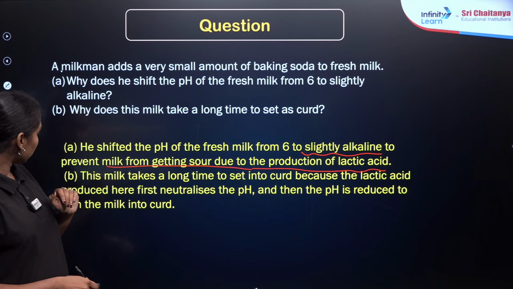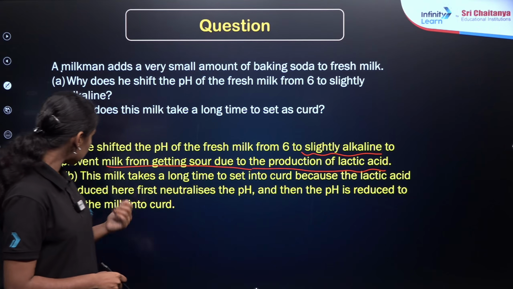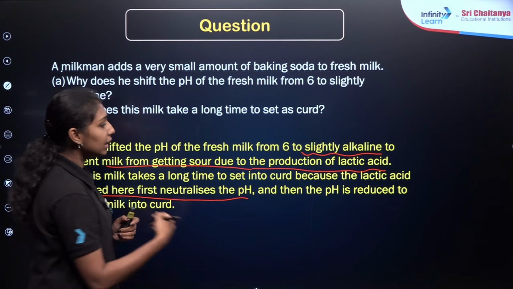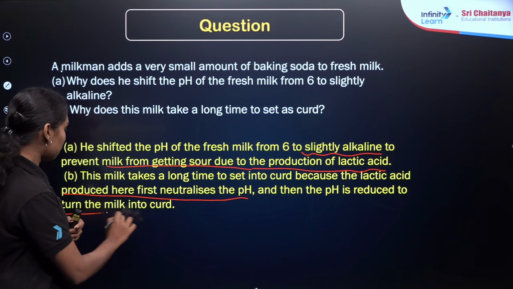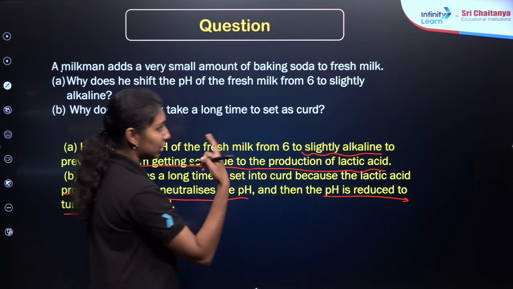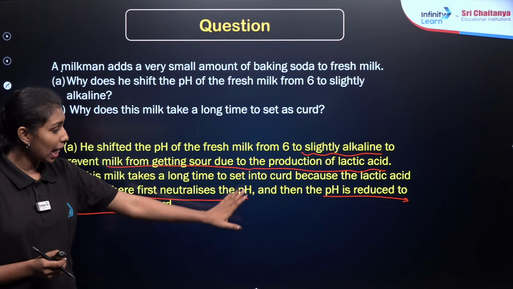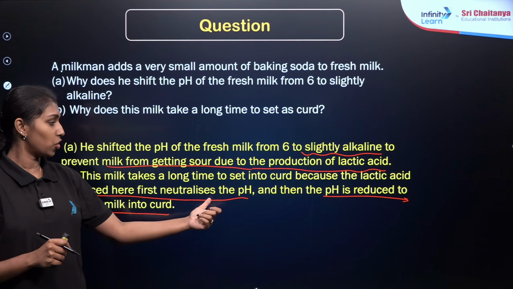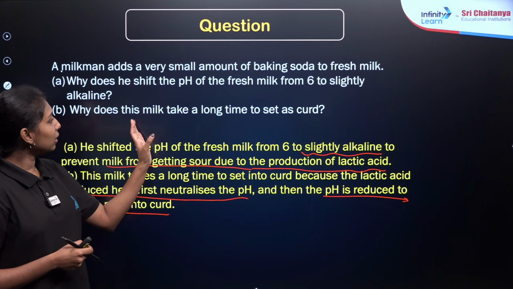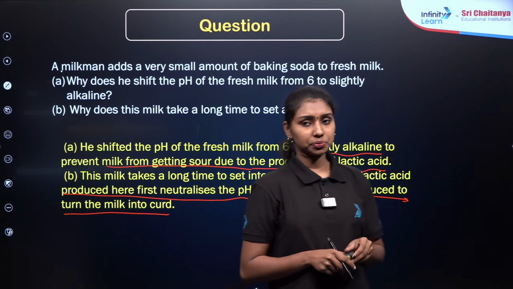Then what about the second part? This milk takes a long time to set into curd because the lactic acid produced here first neutralizes the pH, and then the pH is reduced to turn milk into curd. This is the procedure. Whenever milk converts to curd, lactic acid is present, so the lactic acid first neutralizes the alkalinity completely, and only then does the pH change to a lower value. That is why it takes a little more time to set as curd. Is that clear?